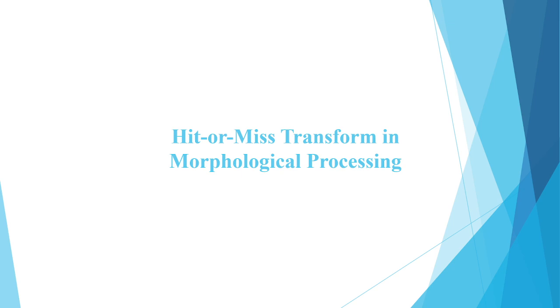Everyone, welcome to the detailed video on one of the most fundamental operations in binary morphology, that is the hit and miss transformation. In the field of image processing, especially binary image morphology, the hit and miss transform plays a vital role in detecting specific patterns and analyzing structural features in binary images. It serves as a fundamental operation from which other morphological techniques like erosion, dilation, thinning, and thickening are derived.